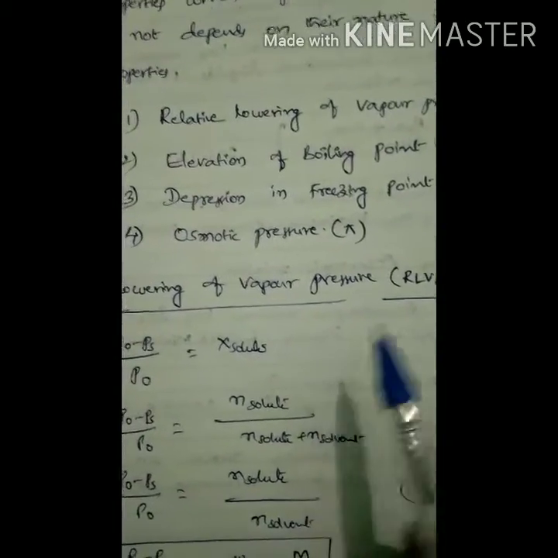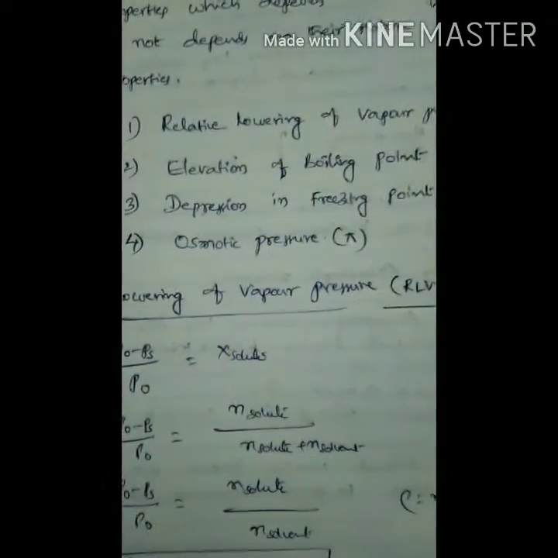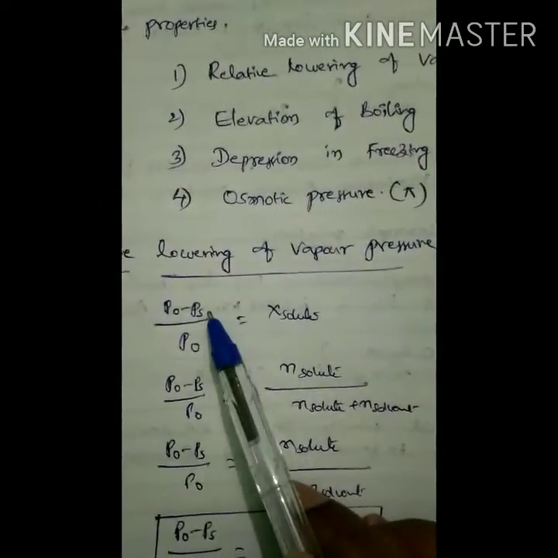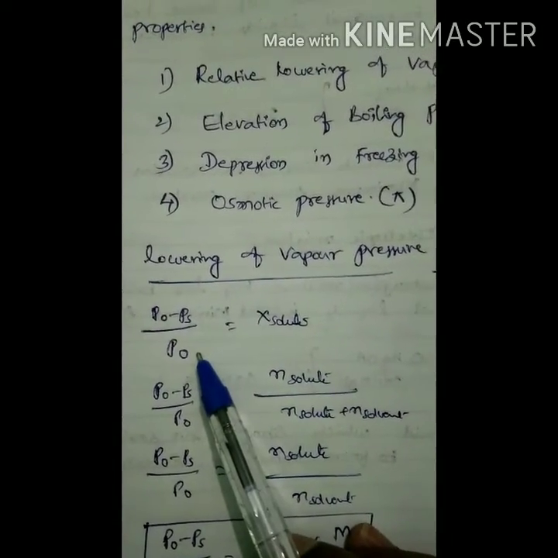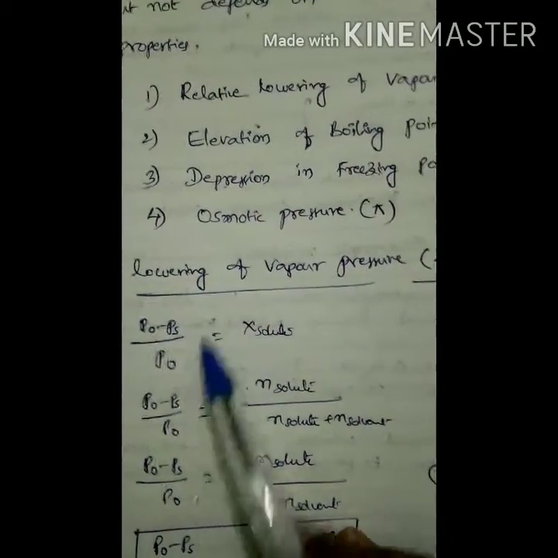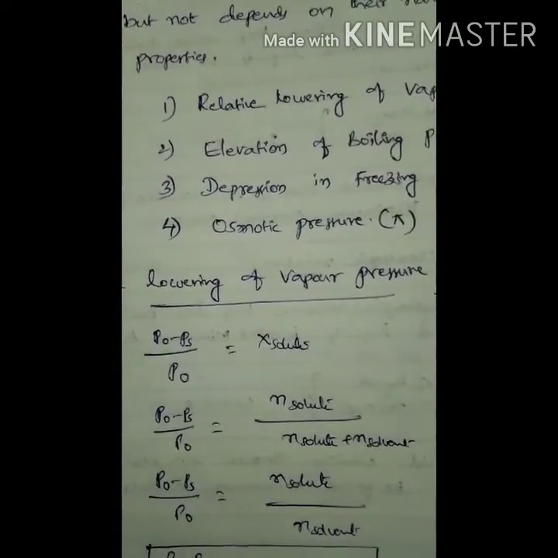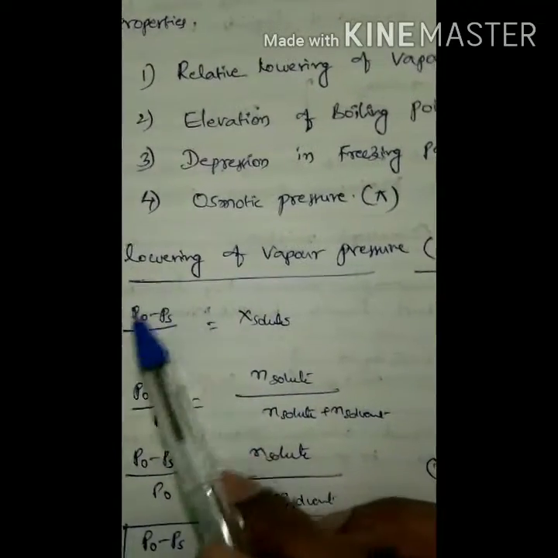Already we discussed relative lowering of vapor pressure in Raoult's law. Relative lowering of vapor pressure means simply it is RL by P. That means the ratio of lowering of vapor pressure to vapor pressure of pure solvent is called relative lowering of vapor pressure. According to Raoult's law, its relative lowering of vapor pressure is equal to mole fraction of solute.